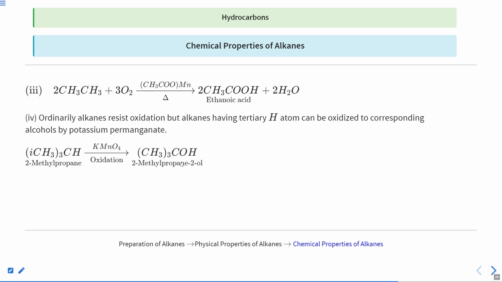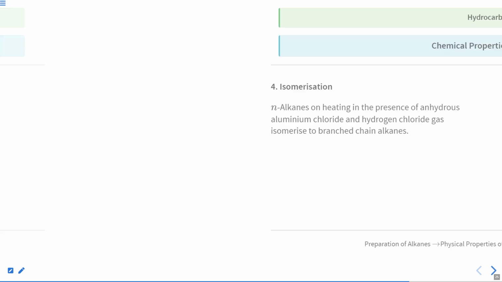It means it cannot cleave the bond. So this is very important. Whenever you have a tertiary carbon, you cannot do the oxidation beyond alcohol. The reason is that you have to cleave the carbon-carbon bond, and that would require very harsh conditions.